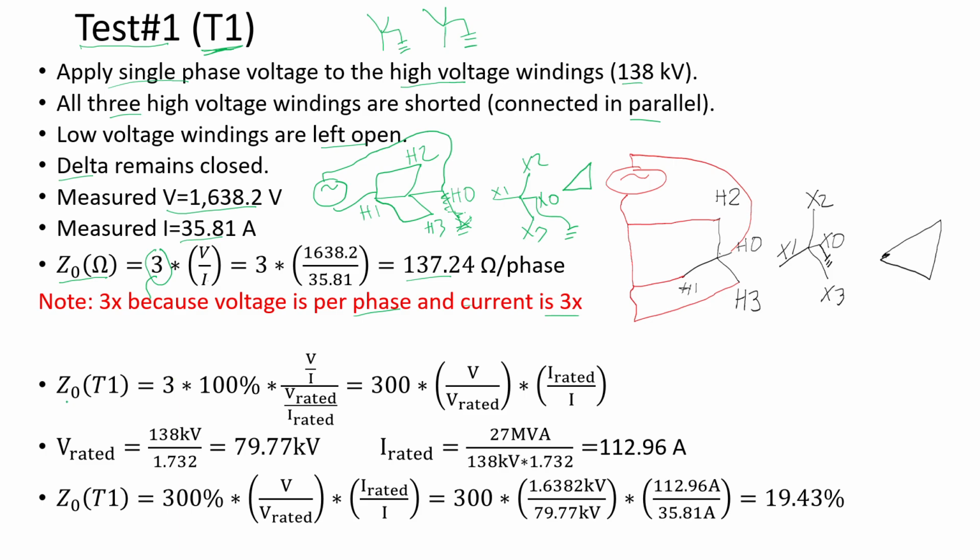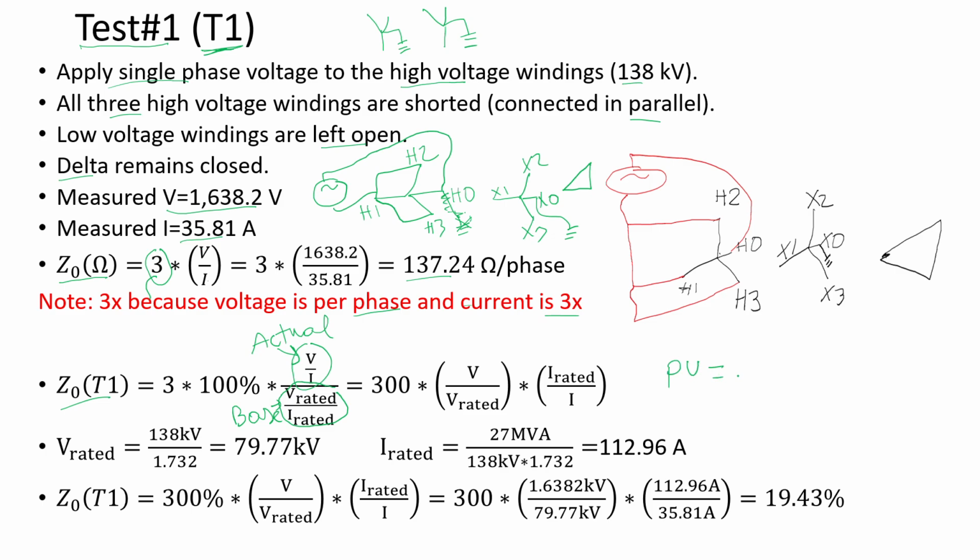So now the zero sequence for test 1 is 3 times 100%. Basically, I'm just converting to 100% times. So you have a quantity here, the measured voltage divided by the measured current, a quantity divided by another quantity. In other words, this is the actual, because it's what's measured. This is the base. And what is this? This is the definition of per unit or percent.